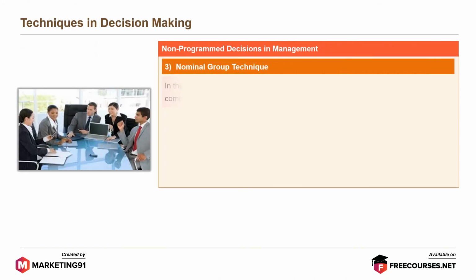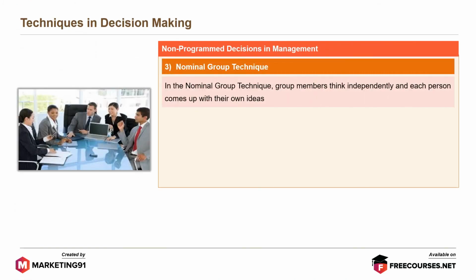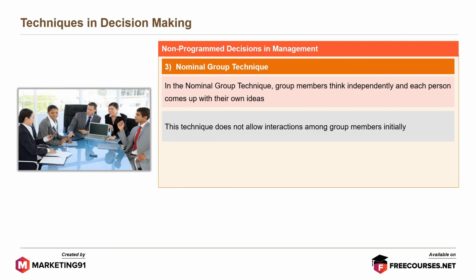Nominal group technique. In the nominal group technique, group members think independently and each person comes up with their own ideas. This technique does not allow interactions among group members initially. Members interact only after ideas are presented by every member of the group.